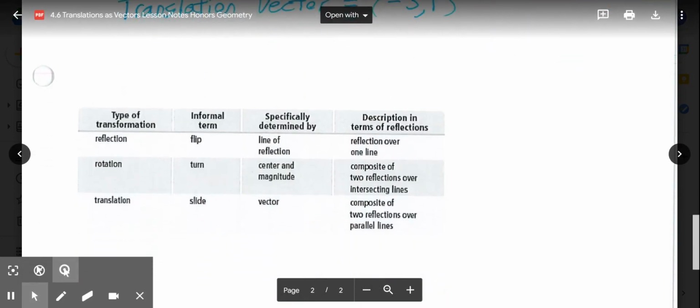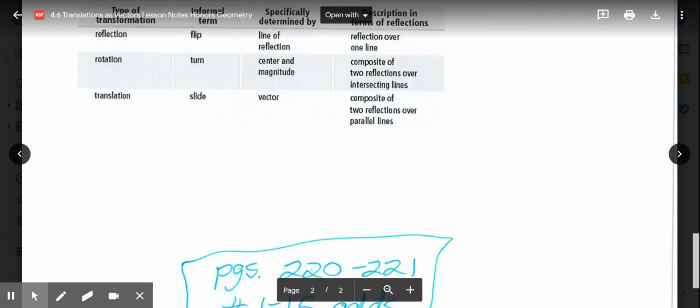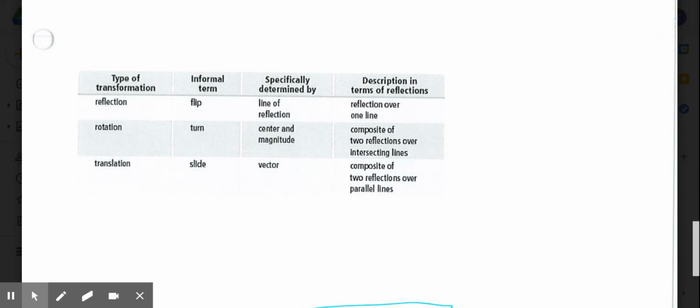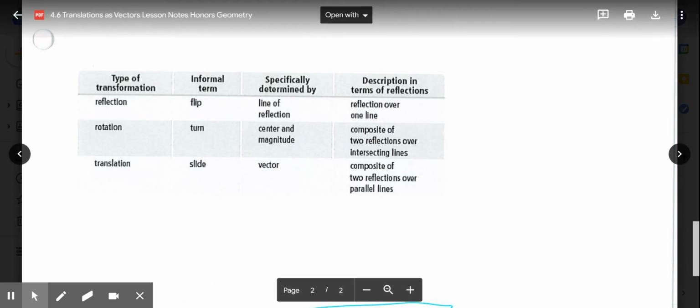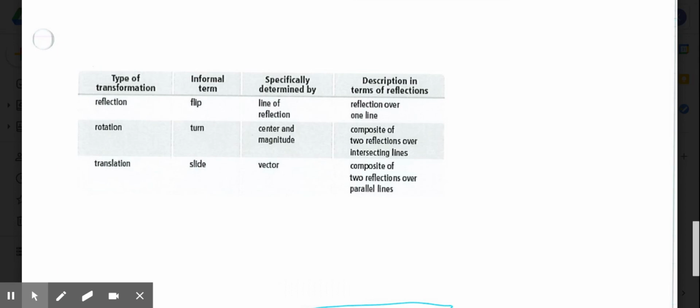And then we have our final little table here just to summarize some of the different info from our transformations. So types of transformations. A reflection can also be called a flip, specifically determined by the line of reflection. And the way that we get there is it's one reflection. So the description in terms of how many reflections, it's just 1 over a line.